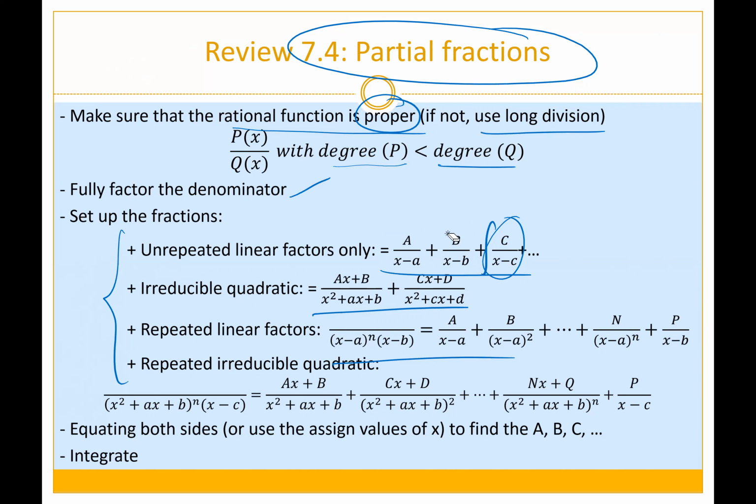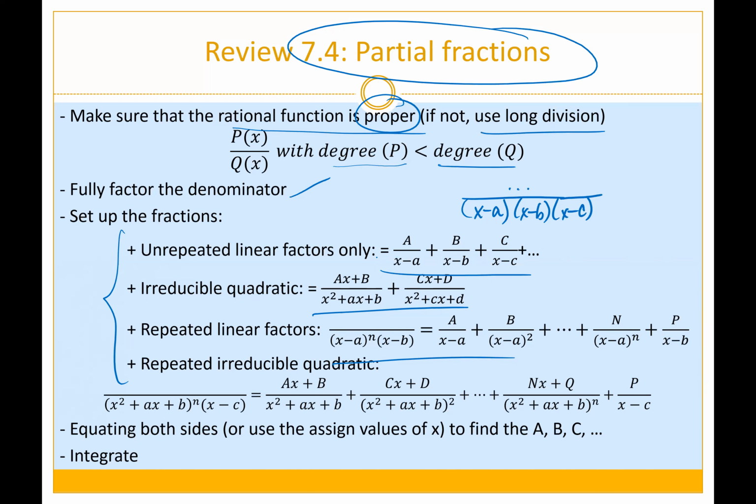So here, if we factor it and it becomes fully factored and gets to unrepeated linear factors, it's going to be just something over x minus a, x minus b, x minus c, and it doesn't have any power with these, then you're going to use this type to break it down. If it has an irreducible quadratic, this is the formula you're going to put.